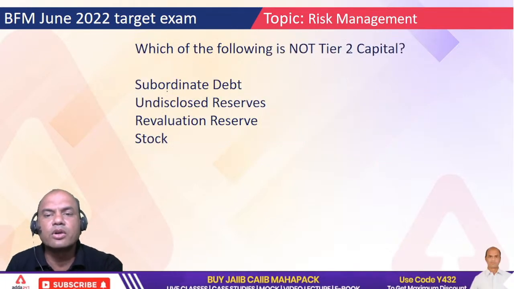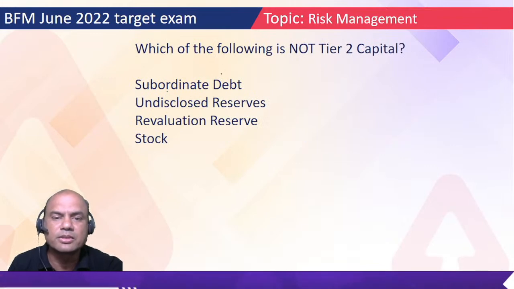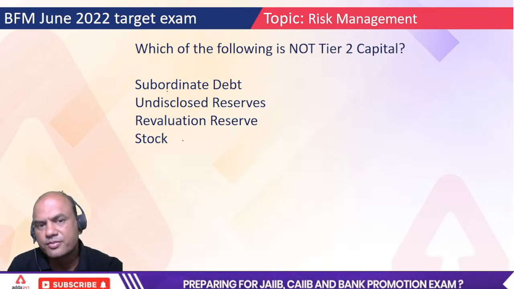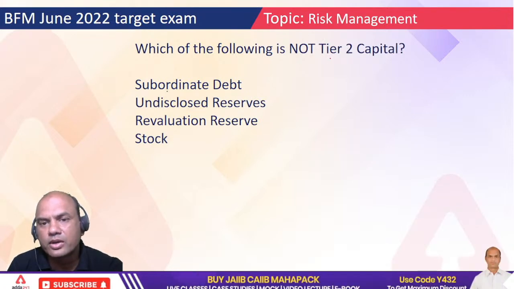Which of the following is not a part of tier 2 capital? Subordinate debt, undisclosed reserve, revaluation reserves and stock. Not a part of T2, huh?